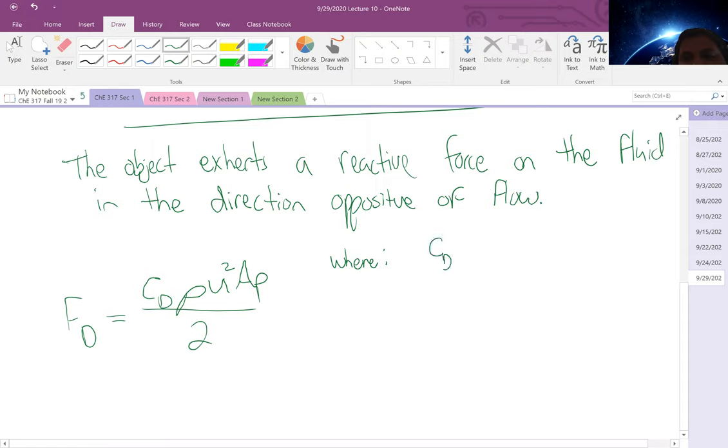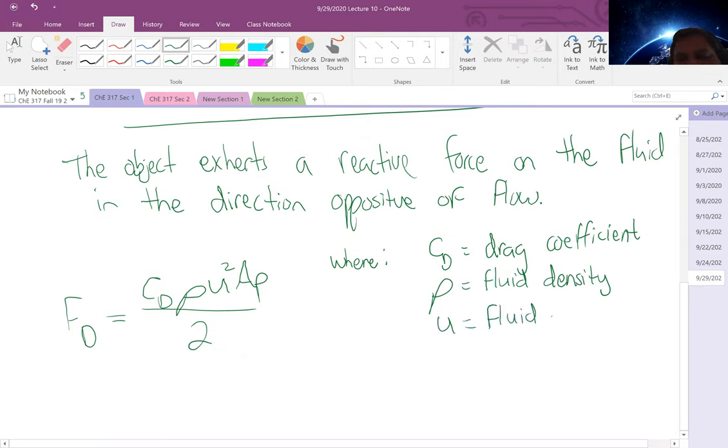where C sub D is our drag coefficient, which we'll talk about how to define here in a second. Rho is our fluid density. U is our fluid velocity. And A_P is what we call the projected area.